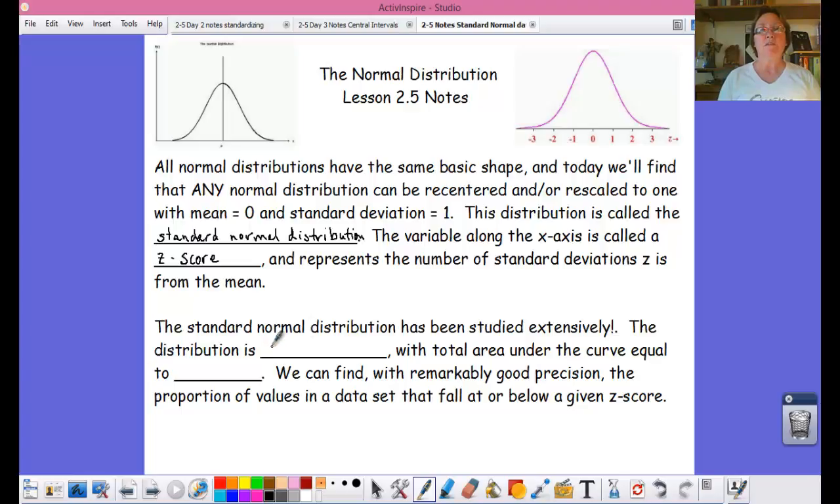This distribution, as you can see, is symmetric, and that makes it a little bit easier to use. The total area under the curve is equal to 1, or you might think 100% if you like. We're going to be solving some probability problems here. So 1 or 100% is the total area under the normal curve. Since it's been studied extensively, we can, with really good accuracy, predict what percentage of data values in a normal distribution will fall at or below a given z-score.